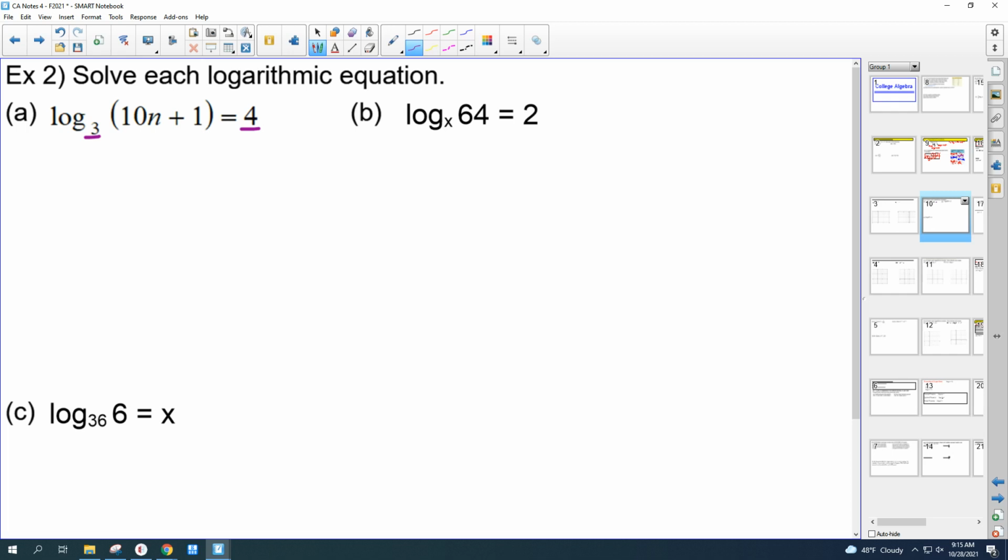So what I'm going to do here, and there are other ways to do this, is convert it to an exponential. If I've got a base 3 and an exponent 4, that's going to equal this argument. A logarithm equals the exponent after all, right? So that exponent is 4. That's a lot easier equation for our brains to handle. 3 to the 4th power is 81. 3 times 3 times 3 times 3. So I've got 81 equals 10n plus 1.